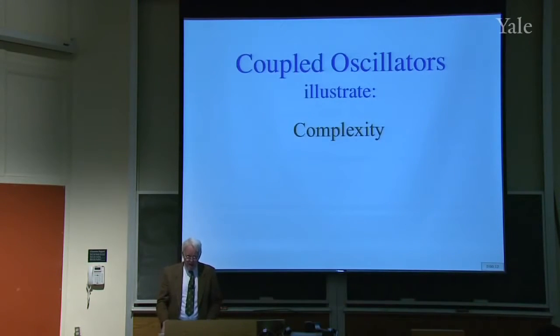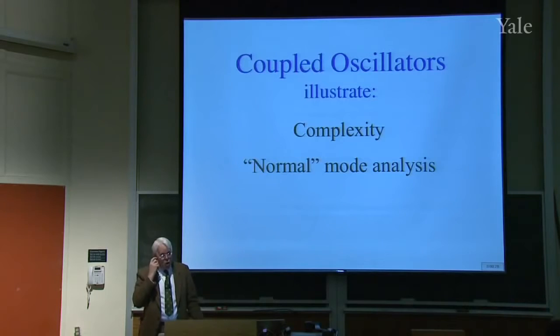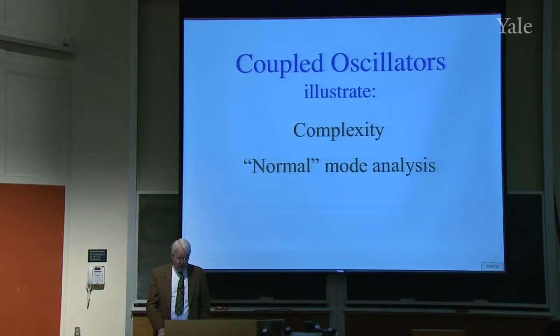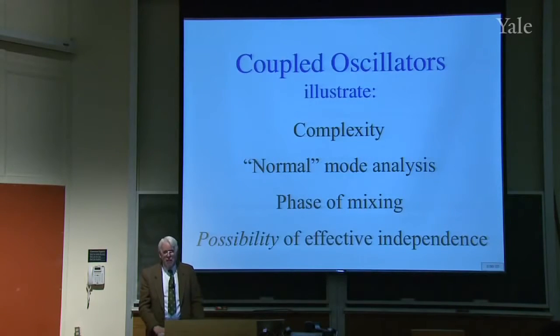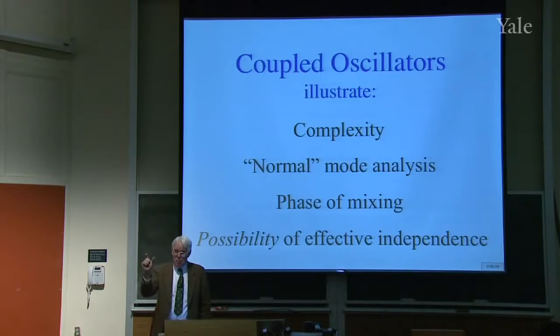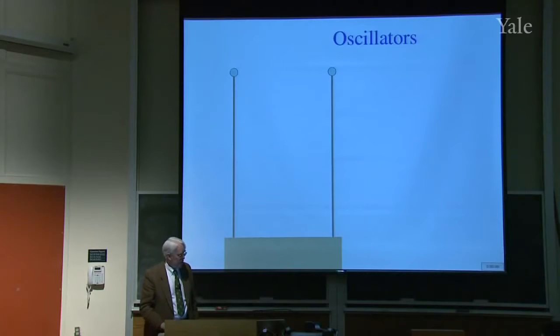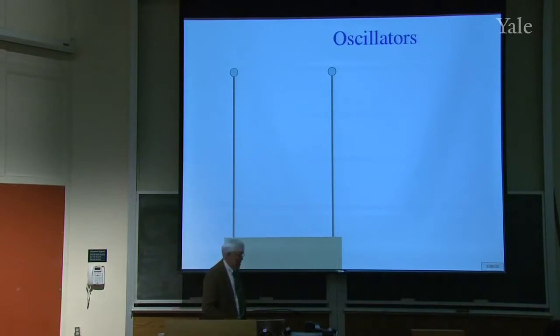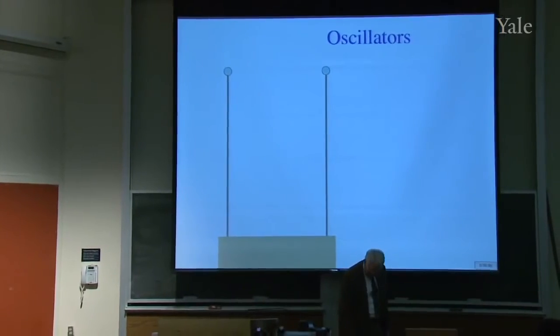So our study of coupled oscillators is going to illustrate several things: the complexity of what's really involved in vibration, and why physical chemists thought at the beginning that it was going to be impossible to interpret anything in IR spectroscopy. And then the idea of normal mode analysis and what a normal mode is, and phase of mixing, and the possibility of things being independent, so you can think about a functional group having a particular thing, not being all mixed up with others. So for this purpose, we're going to look at some oscillators.